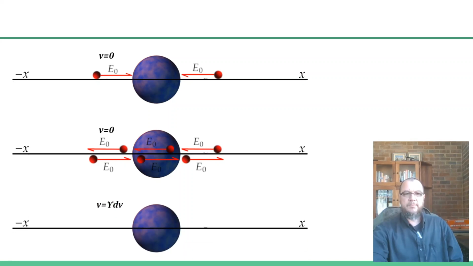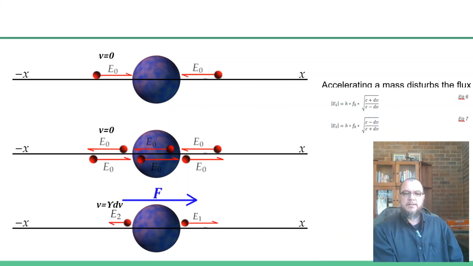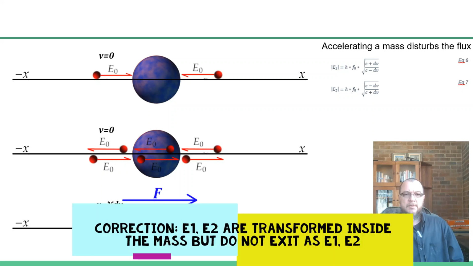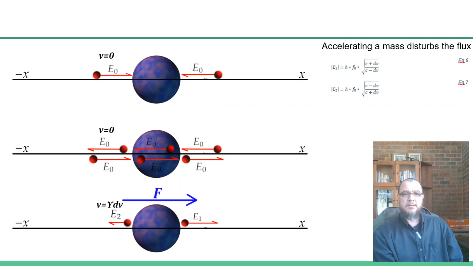We are now going to apply a force to this mass for a fraction of time dt. In that instance, we will accelerate it to a velocity gamma dv to comply with special relativity. The photons that were inside the mass at the moment of the force being applied are necessarily transformed. They exit as shown here as E1 and E2, E1 with increased magnitude of energy and E2 with decreased magnitude of energy. This is in accordance with the Doppler principle, of which the equations are shown here on the screen as well.